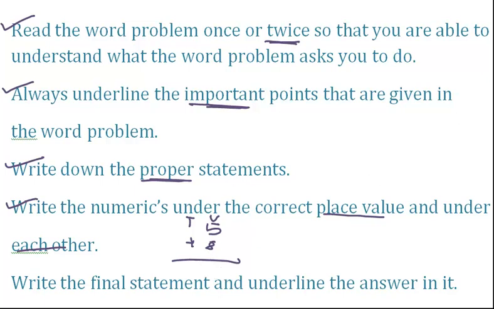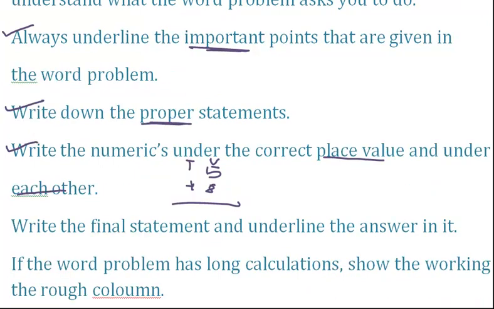The next one is write the final statement and underline the answer in it. So after you have finished the sum, after you have found the answer, you're supposed to write the final statement which says about the number of items or the quantity that you have of a particular thing.